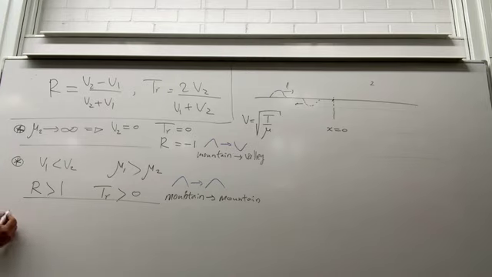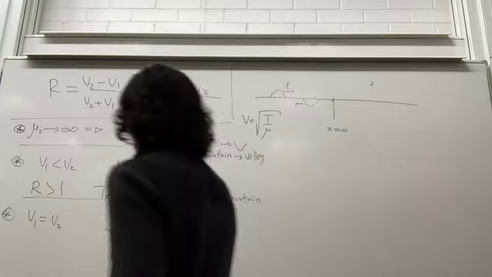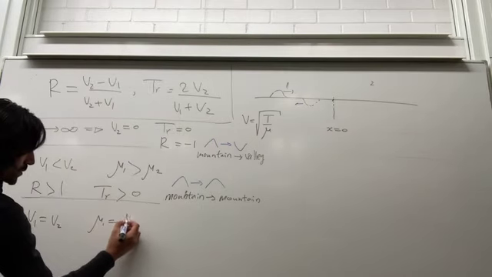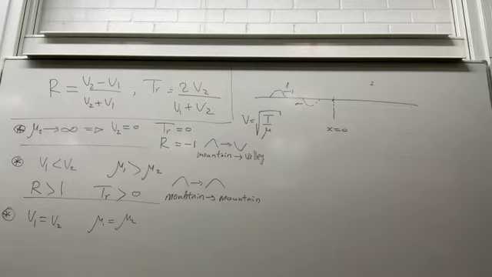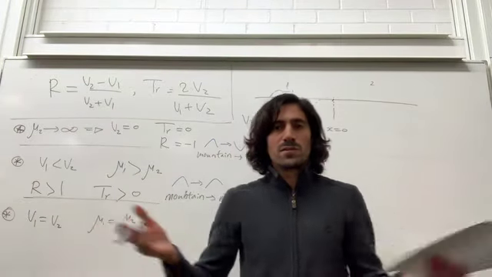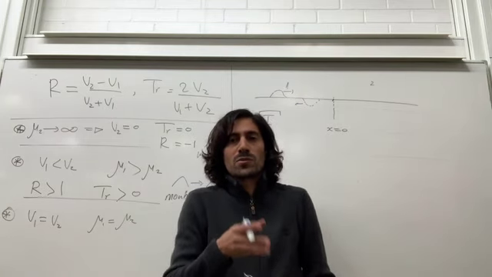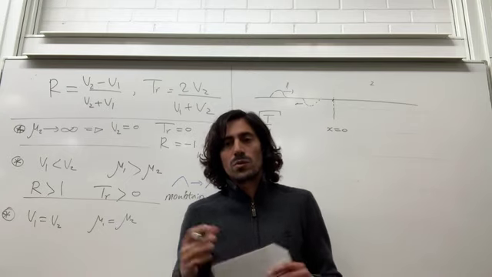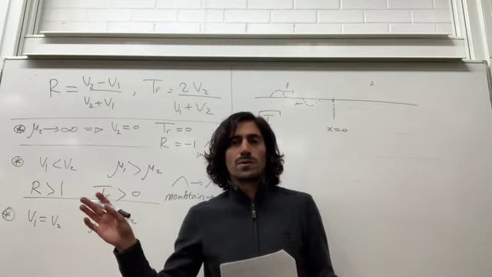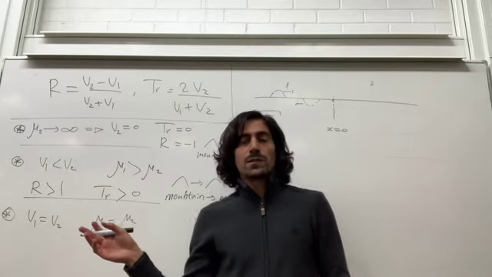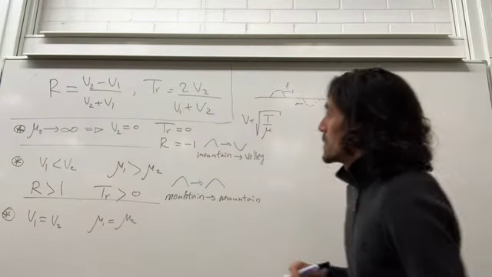Okay, now let's look at the third example. What happens if V1 is exactly equal to V2? Well, if V1 equals V2, then mu1 should be equal to mu2. If mu1 is equal to mu2, then there is one string with no differences in the properties, so that there is no actual boundary there, right? So what you would expect to happen is that the disturbance would move from one side to another. There would be no reflection. Let's see if this is what we get.